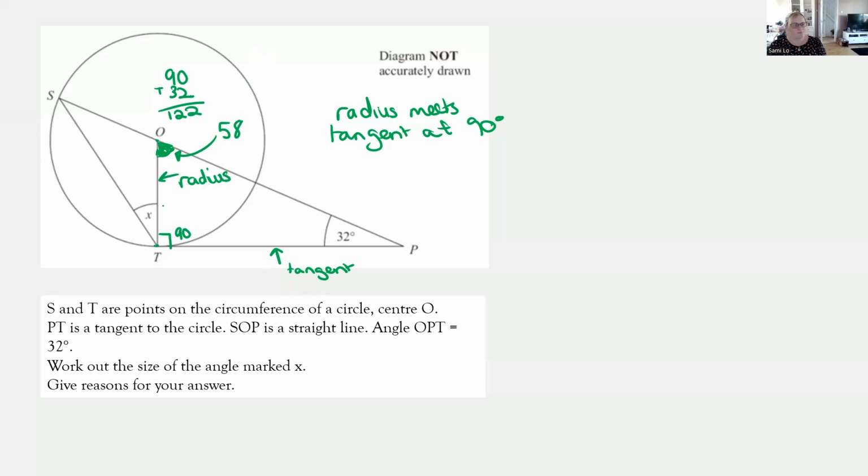Sorted on that part. Now, if I've got 58 there, we have got angles on a straight line. And that is point by there. Colour it in if you want, it's up to you. I'm just going to write a little note saying angles in a straight line add to 180, which you should be familiar with now. This is going to be 122.